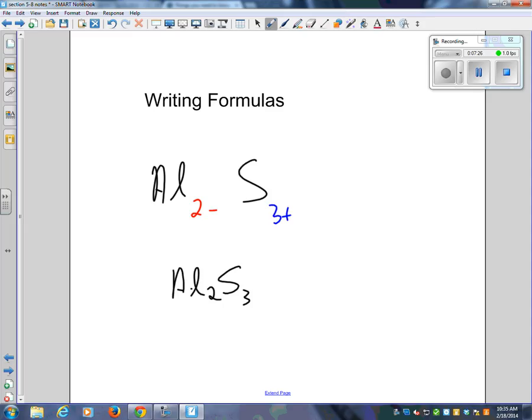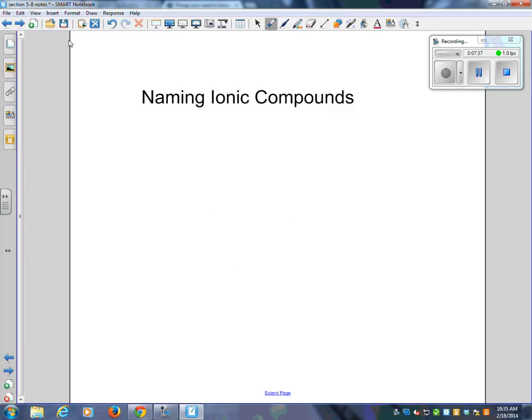Now, naming ionic compounds. Join me on the bottom of page 194. Naming ionic compounds is almost even easier. It is so incredibly easy. In many cases, the name of ionic compounds is quite straightforward. Just as in the chemical formula, the name of the metal is first, followed by the name of the nonmetal. However, the ending of the name of the nonmetal changes to -ide. For example, the compound formed by calcium and iodine is called calcium iodide. The compound formed by aluminum and sulfur is aluminum sulfide.